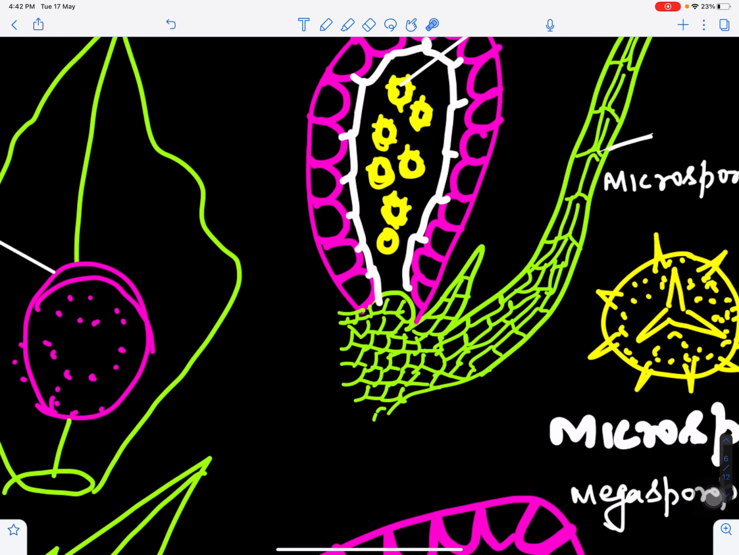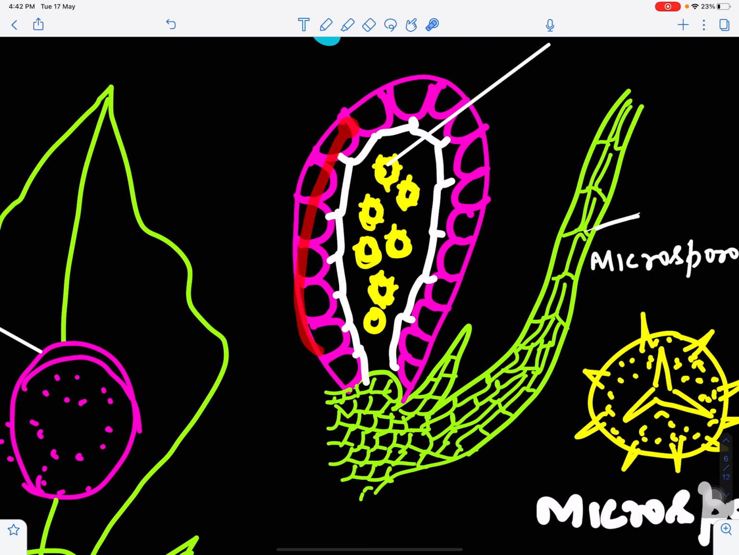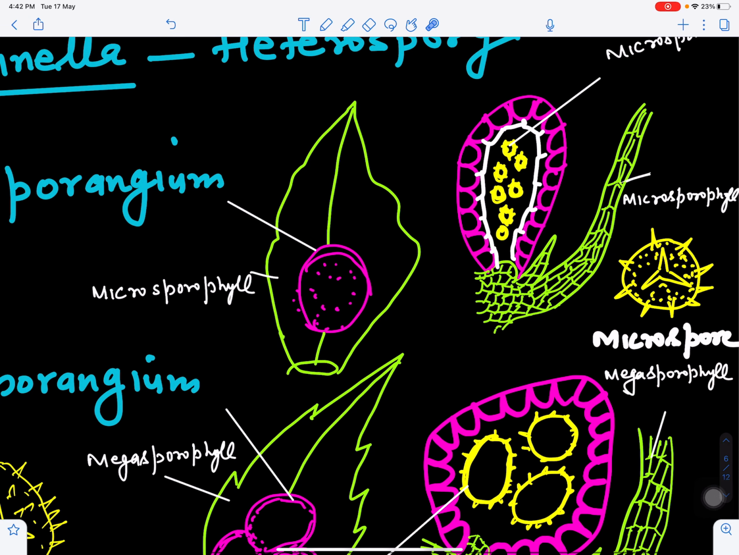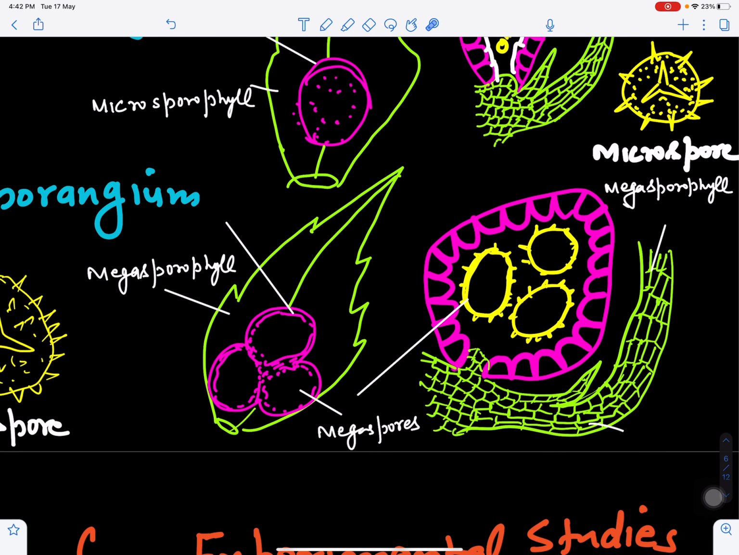So we can see here, this is the microsporangium. This is the wall of the microsporangium, and these are again spore mother cells which develop into microspores after meiotic cell division. So they are haploid, and they are small in size. So this is the microspore which is developing inside the microsporangium, and this is borne on the leaf called microsporophyll. And this is the megasporangium.